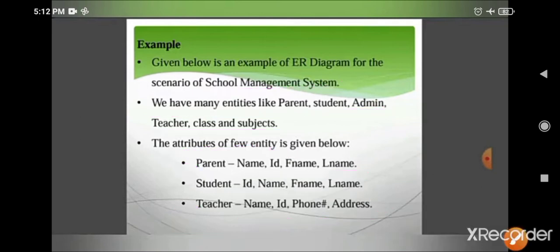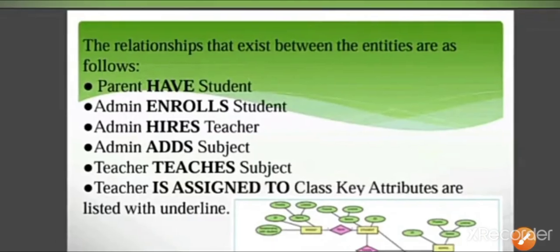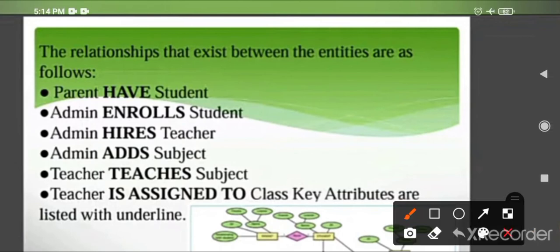Here we can discuss one ER diagram, located in your book at page number 66, figure 3.12. The relationships that exist between the entities are as follows. The first one is parent has student. The second one is admin enrolls student. Admin means the correspondent or the principal of the particular school.